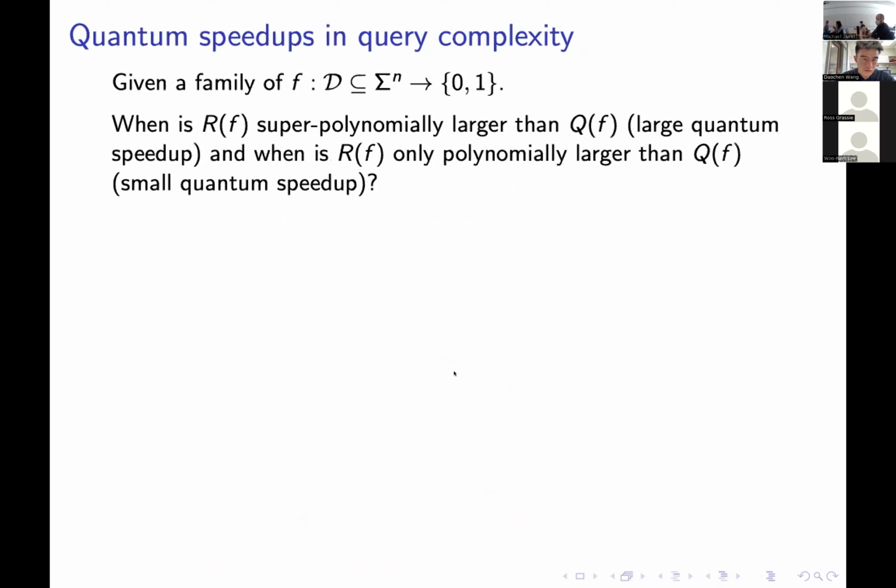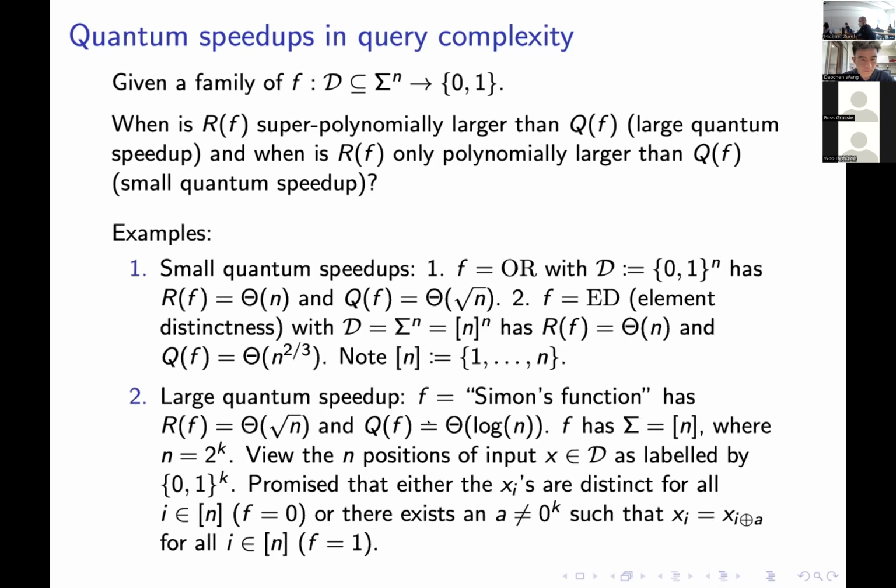Okay, so what are quantum speedups in query complexity? Given a family of functions f, we ask when is R of f super polynomially larger than Q of f, in which case throughout this talk I'll be referring to that as a large quantum speedup. And also when is R of f only polynomially larger than Q of f, in which case I'll be calling that a small quantum speedup.